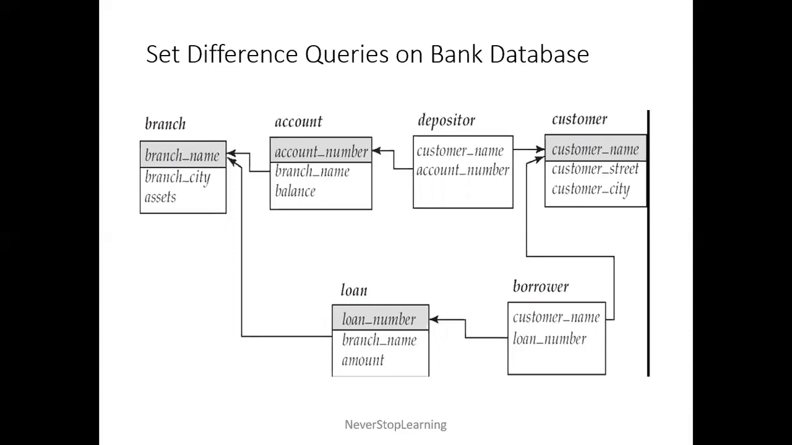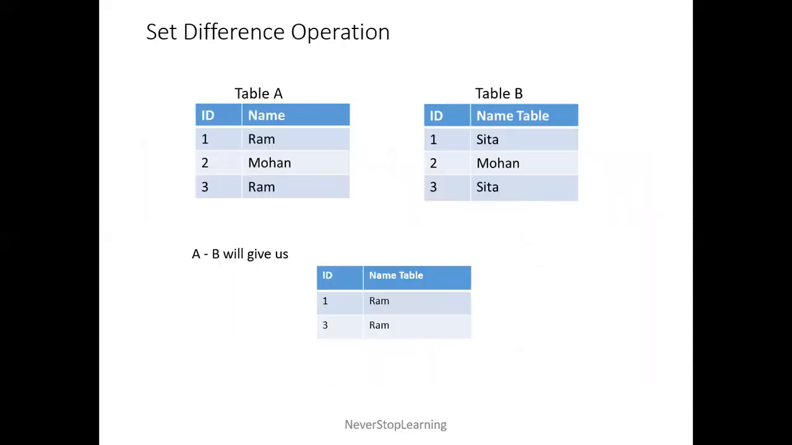Okay, before that, just one quick point to remember. In set difference, we are computing A minus B. So it checks all the rows which are present in table A and not present in table B. But if you can see, this does not happen in the opposite direction. One Sita is not coming in the resultant table. So it happens from only one direction.